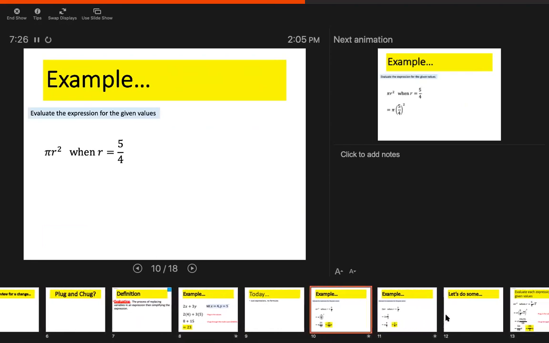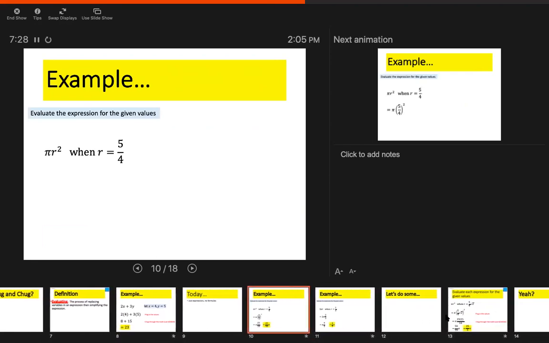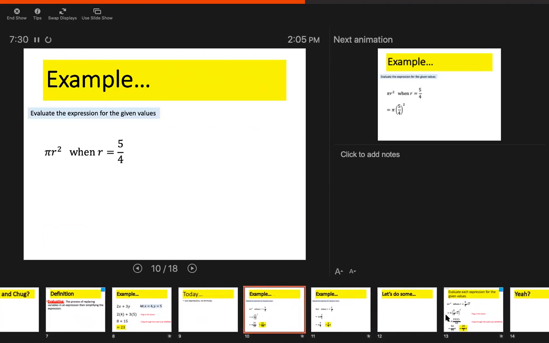All right, you guys remember how to square fractions? McKinley, how do we square a fraction? You just multiply it by 5/4 again. Okay, so what's the answer here when you throw that in for R? That'd be 25 over 16. 16, sorry. Okay.